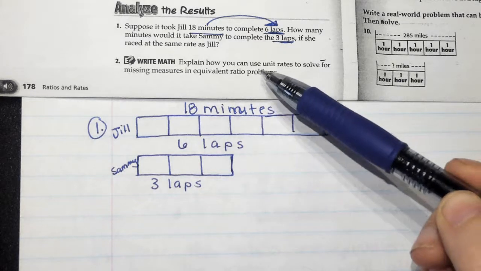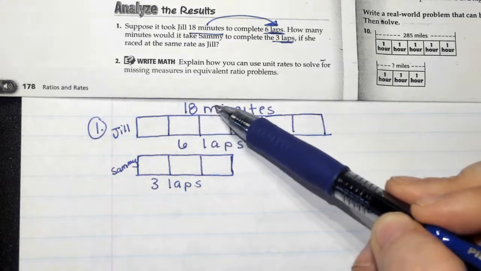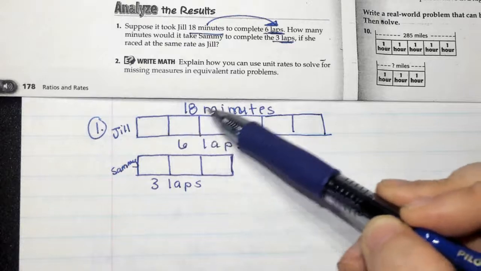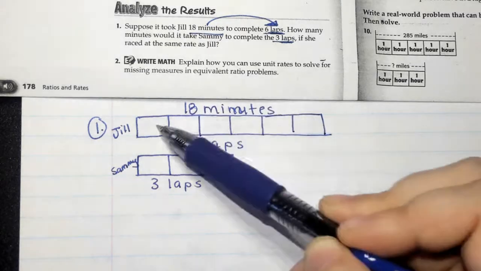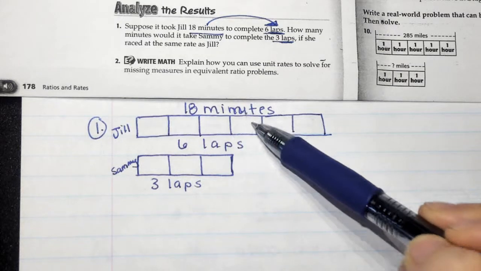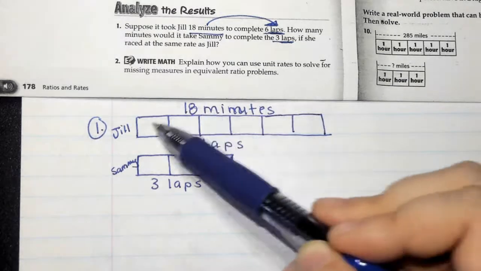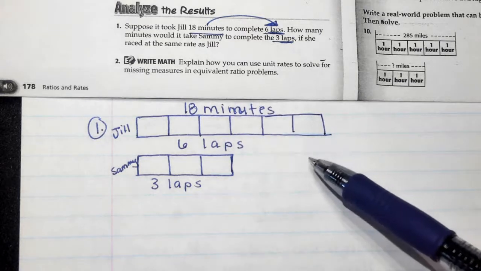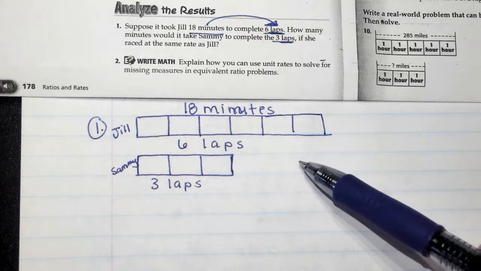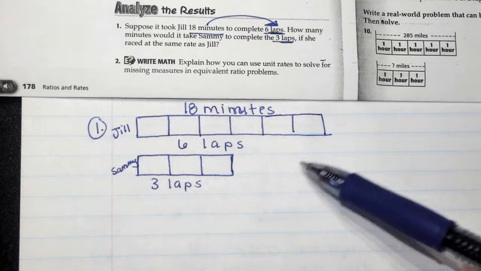So if I take these 18 minutes and I split them into each of these boxes, again, someone remind me, what does 1 box represent? 1 lap. 1 lap. So if I take that 18 and split it up, it should tell me how long it takes to run each lap. 1 lap, which is called a unit rate. Oh my goodness, awesome. Thank you, Sadie.